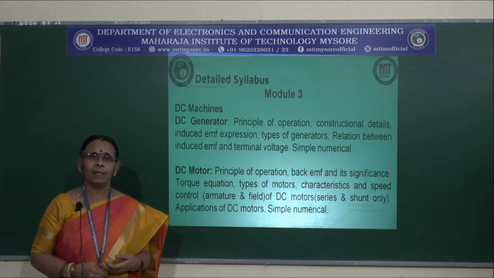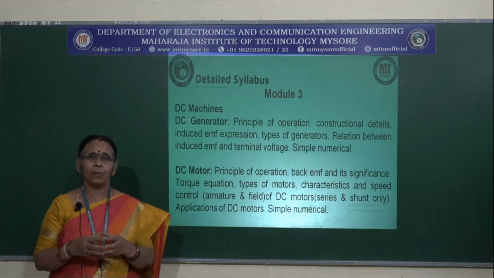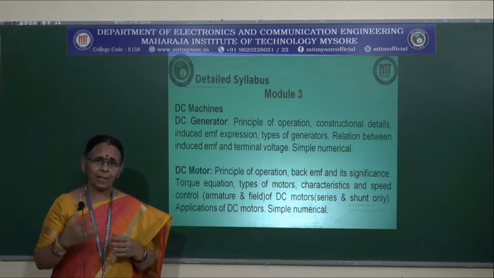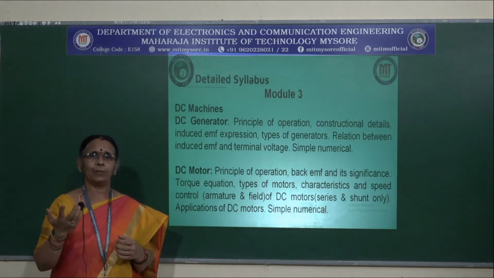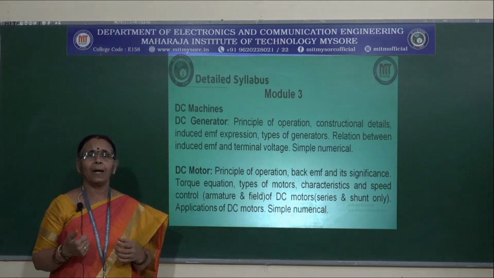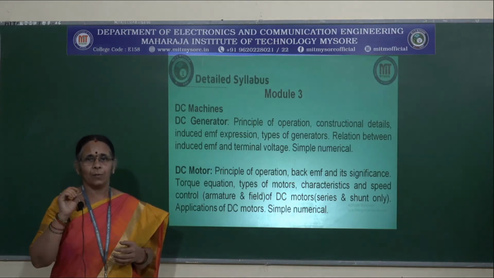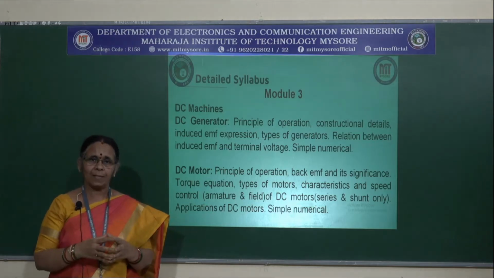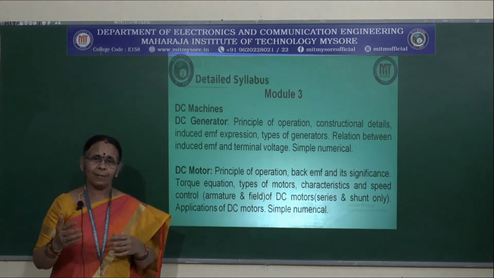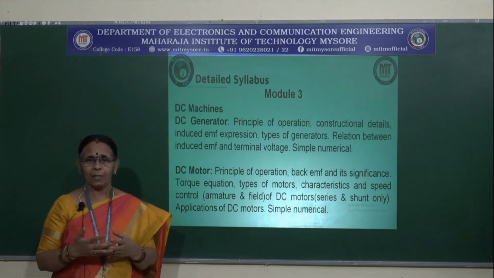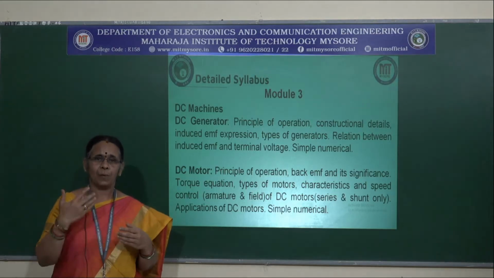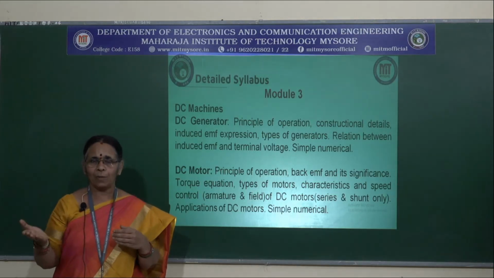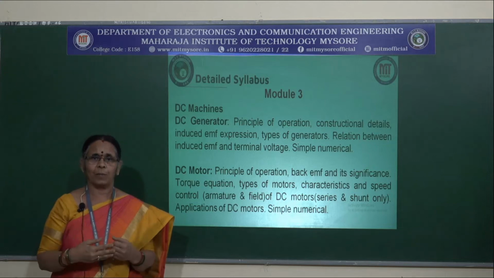Next, module 3 discusses something about DC machines. When you say DC machines, it is classified into two types, DC motor and DC generator. So, first you are going to study about DC generator, and for the DC generator, it is a generator which is going to generate the voltage. So, you are going to study the principle of operation, like how the DC voltage is going to be generated, that is principle of operation.